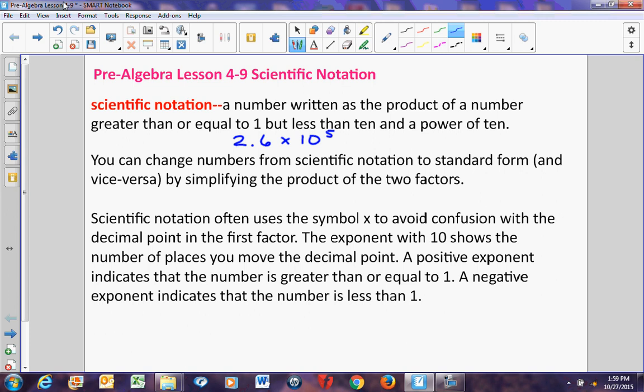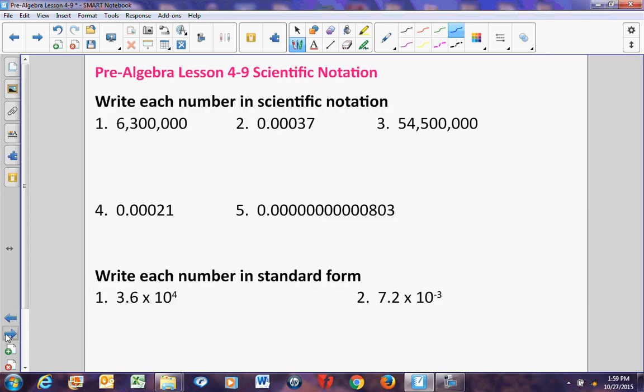Okay, now, the exponent with the 10 shows the number of places you're going to move your decimal point. A positive exponent indicates that the number is greater than or equal to 1, and a negative exponent indicates the number is less than 1. Okay, we're going to talk about how we deal with scientific notation. If I wanted to write a number in scientific notation, it's actually very simple to convert between one form and the other form, as long as you understand how to do it.